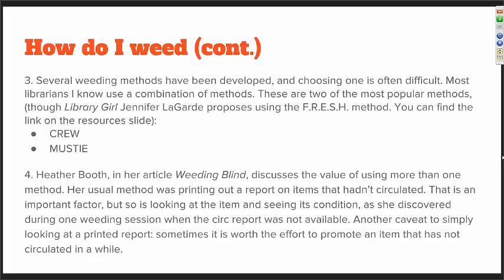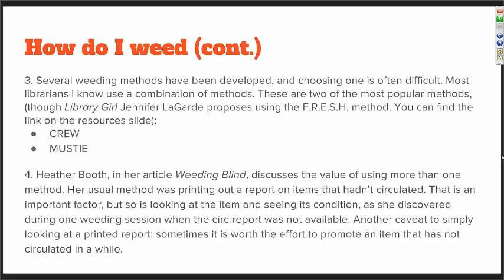Her usual method was printing out a report on items that hadn't circulated using the library management system, and that's pretty much the only way she would weed until one day she was not able to access that report. She decided to go through the stacks just looking at the things that jumped out at her, and she discovered other items that, though they had been circulating, were also sticky, worn out, or more than one copy, so she was able to weed that way as well.